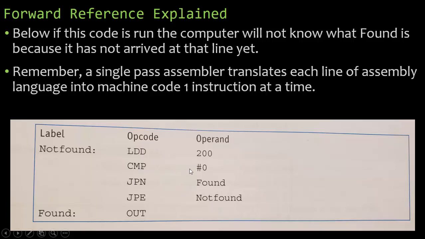Basically, we're going to load address 200 and compare it to the number 0. If they are not equal, we jump to label found. Well, when the computer runs this, it doesn't know where found is, so it can't even jump to it. And then if they are equal, jump to not found. That's not a problem, because we know what not found is, but the computer has no idea where found is. That's what we mean by a forward reference problem. We know found outputs something because we can see it, but when the computer does it one line at a time, it has no idea where found is, where it's stored, or what happens there.